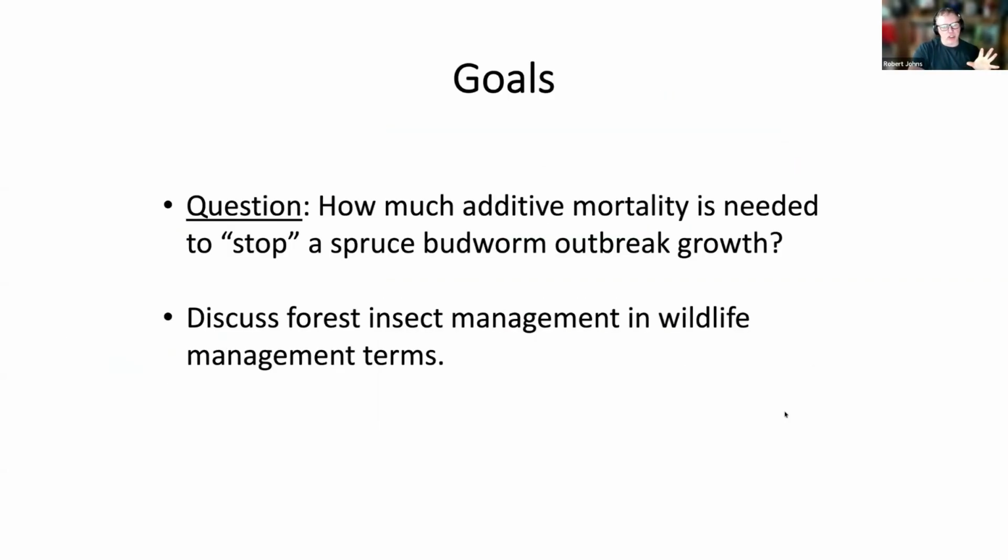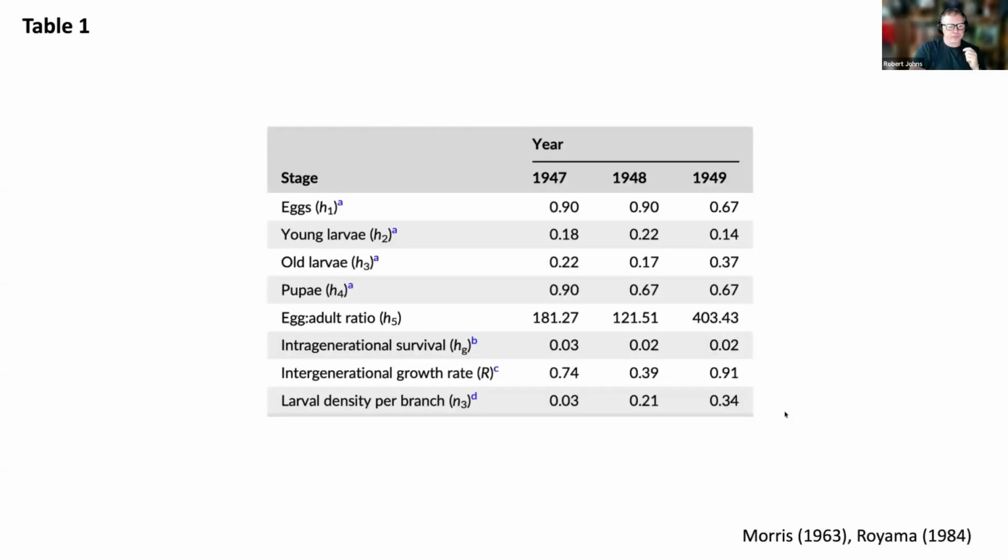So in this paper, we looked at just a very simple question. If we want to stop populations from growing, how much additive mortality do we need to stop population growth over an area? And this question was a bit of a sneaky way to be able to discuss forest insect management in the context of these terms that we're using.